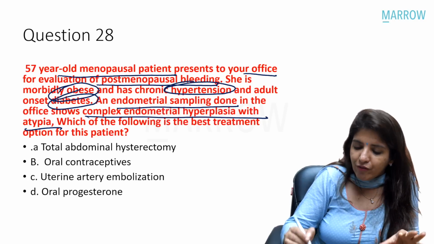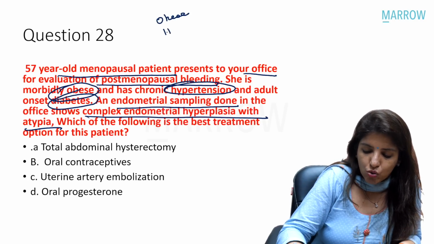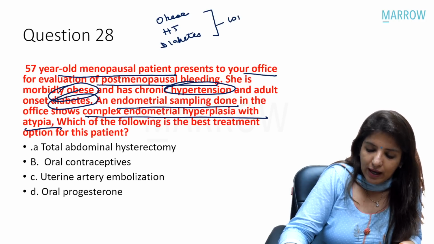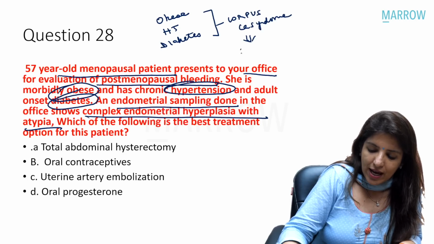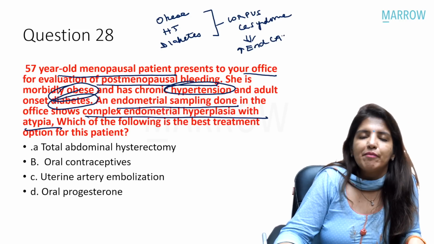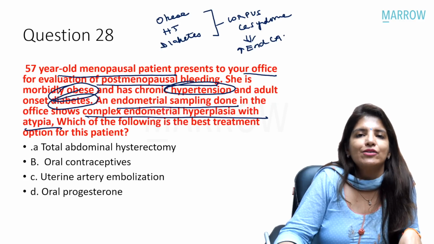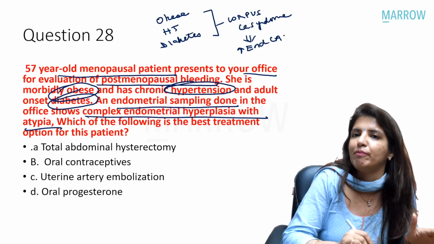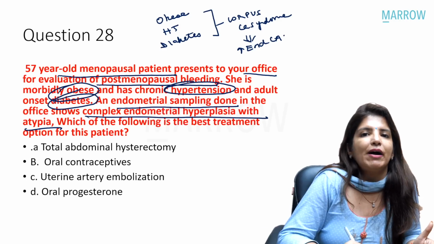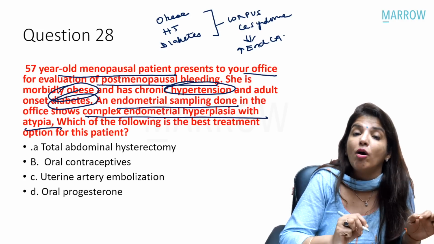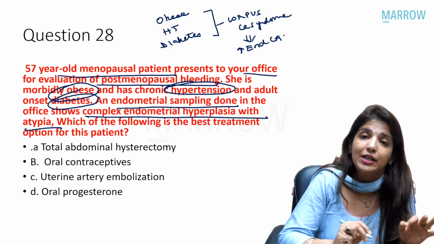Now first tell me, whenever you are getting a patient who is obese, who has hypertension and diabetes, this is a triad which is called as corpus cancer syndrome. And that indicates she has increased chances of endometrial cancer. Now, as it is, patient is coming to you with postmenopausal bleeding, and so what we thought was we are going to do endometrial biopsy. Rightly, endometrial biopsy was done. And when endometrial biopsy was done, we saw that the patient has endometrial hyperplasia, complex endometrial hyperplasia with atypia.